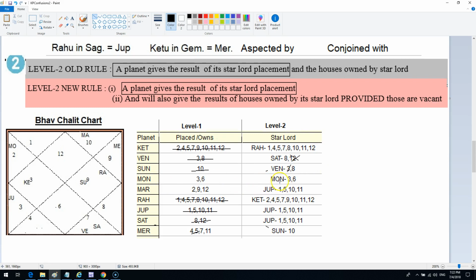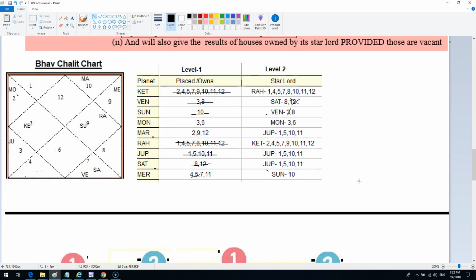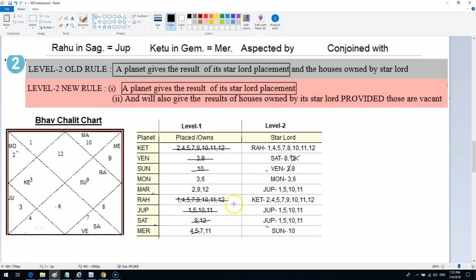Moon. Moon is in Moon star. Moon is in third house, so third house is fine. Sixth house is empty or vacant, unoccupied, so sixth house is also fine. Mars is in the star of Jupiter. So let's look at where Jupiter is. Jupiter is in the fifth house, so fifth is fine. And Jupiter is the owner of the first house. So the first house is vacant, the first house is also fine.